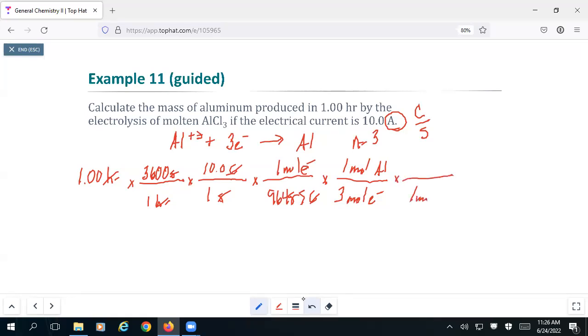1 mole of aluminum is 26.98 grams according to the periodic table. So moles of electrons canceled, moles of aluminum canceled. All that's left is the grams. So I just need to do all of this multiplying.